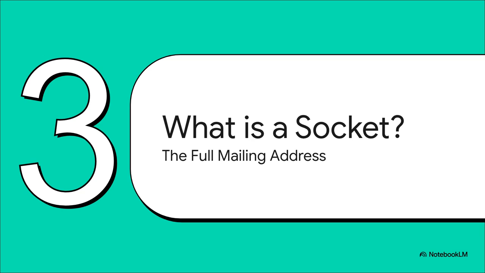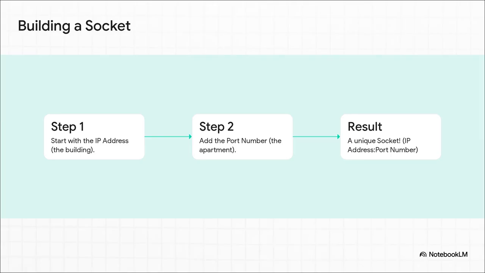Okay, so we have the building's address, the IP, and we have the specific apartment number, the port. So what happens when you put them together? You create the complete, perfect mailing address, and in the tech world, that's called a socket. The whole concept is really straightforward. A socket is just the combination of an IP address and a port number, usually written with a colon right in between them.